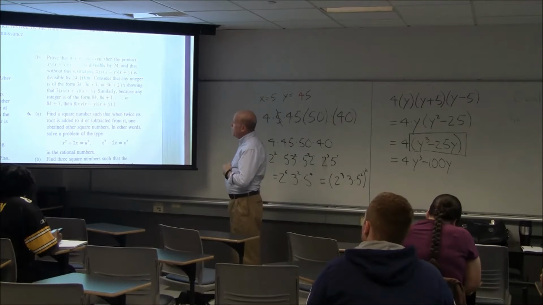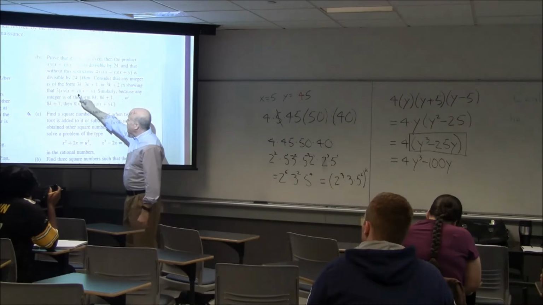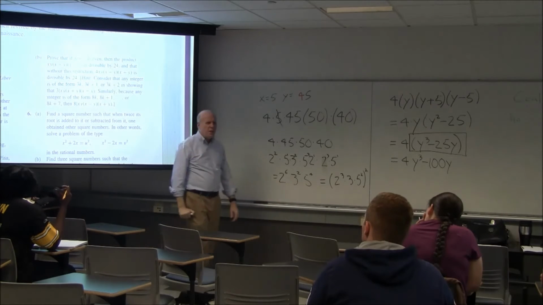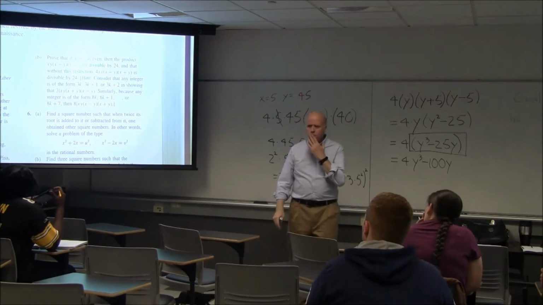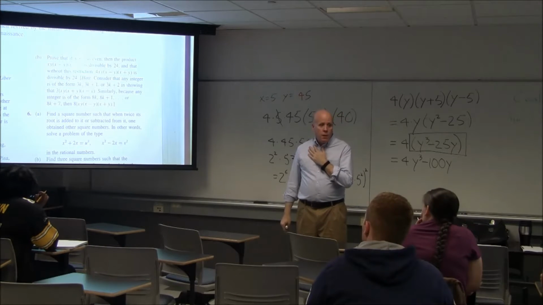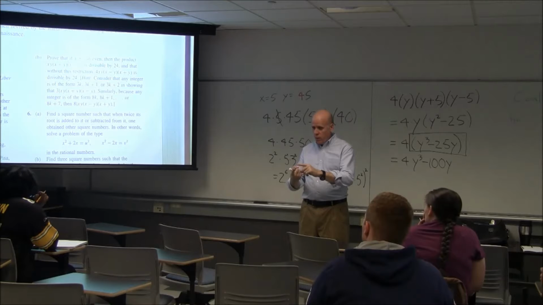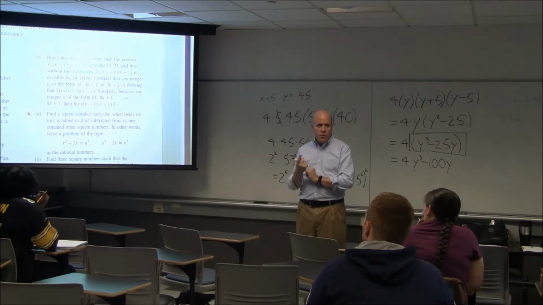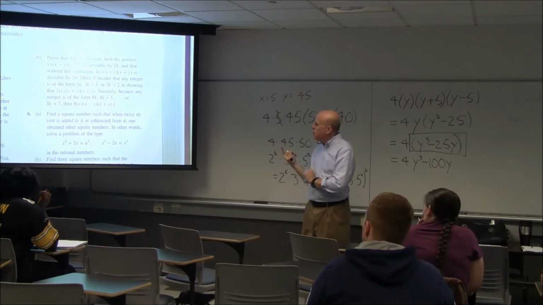Okay, so we want to show that 3 divides this thing. Why is it enough to show that 3 divides that thing? Because I'm looking at the number 24, and that means I need to show that 2 divides it a bunch of times. Actually 8 divides it, so 2 cubed needs to divide that product.